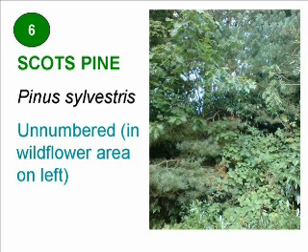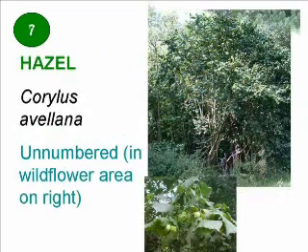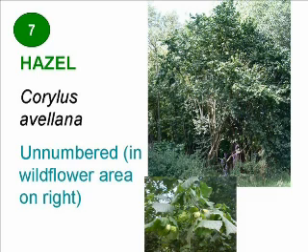The seventh tree, the hazel, is on the right of the wildflower area. The hazel, tree number 7, is unnumbered and is on the wildflower area on the right. This produces several shoots, not just one trunk. The bark is brown and shiny, leaves roundish with serrated edges, yellow in autumn.